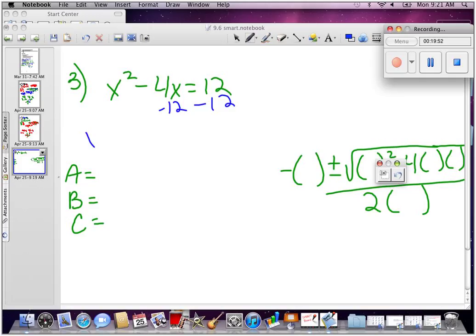Equals 0. Perfect. So Kay, since you did that, what are my A, B, and C? 1, -4, and -12. Don't forget that negative. The sign follows the number. Okay?